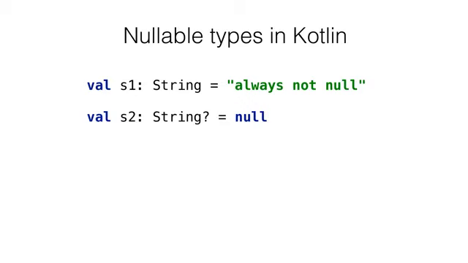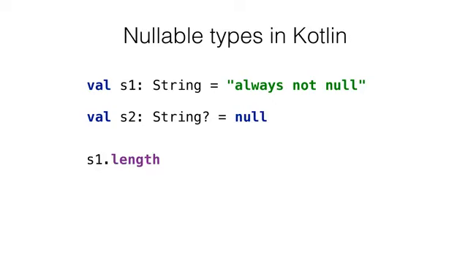If you use the regular type, such as String here, you can only store non-nullable objects there. So you can't store null references. If you try, the Kotlin compiler will complain. If you want to store null somewhere, you need to declare a variable of nullable type. You add a question mark to String, like in this example, and in this case, you can store either null or a non-nullable value here. If you try to dereference a value of non-nullable type, everything is fine.